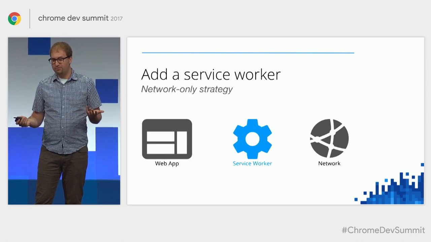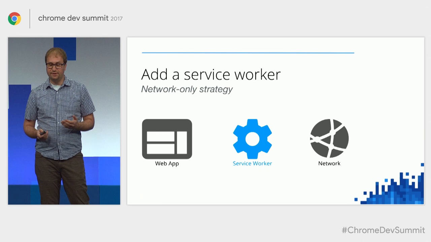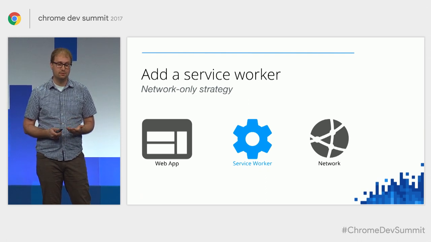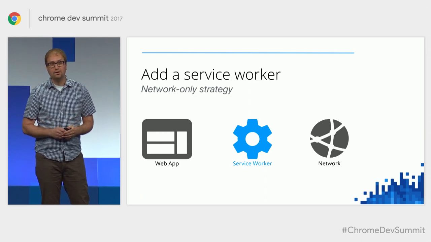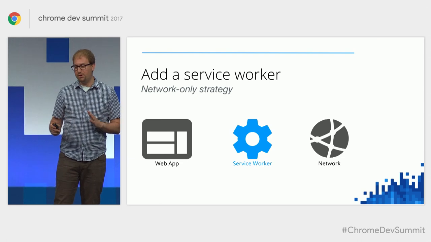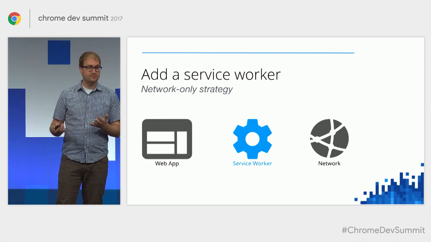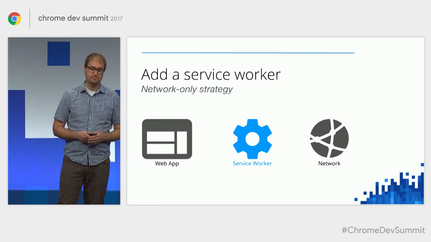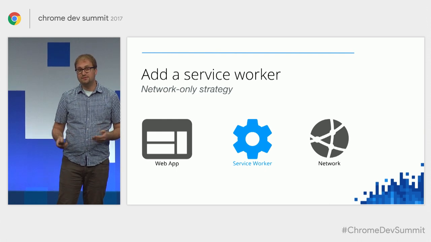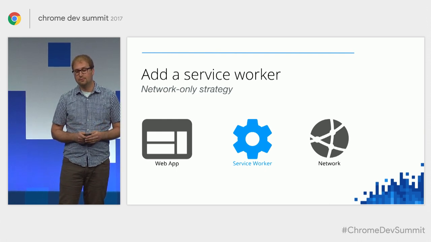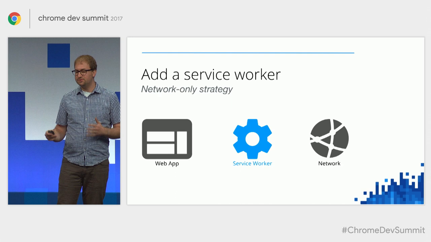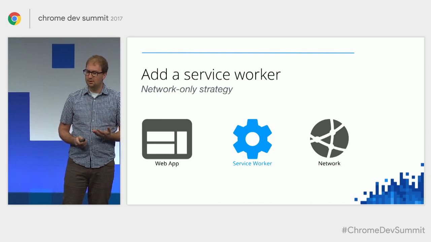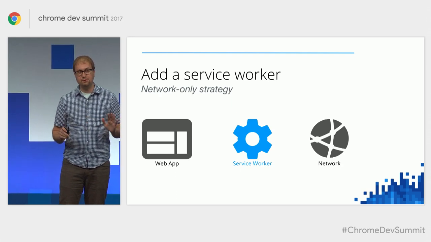So that's been the model for a while, but you've probably heard that service workers change everything. And they do. Service workers sit in between your web app and the network, and they can intercept your HTTP requests. What they do with those requests is completely up to you. So the way service workers handle a request is called a strategy. And here's an example of an extremely basic strategy.